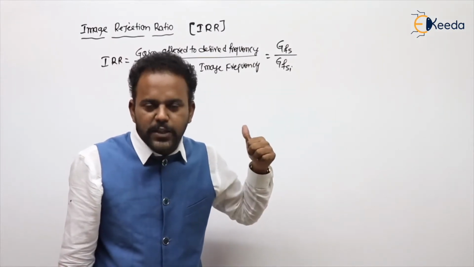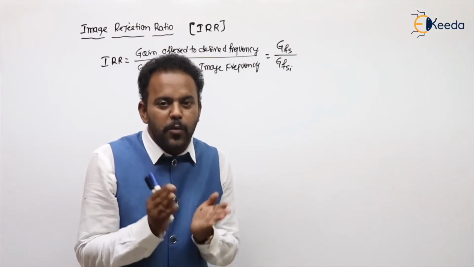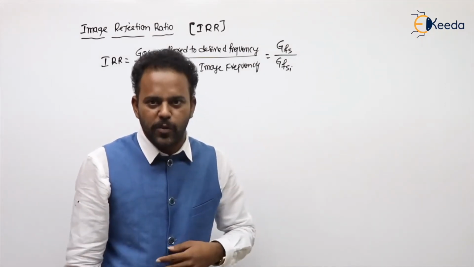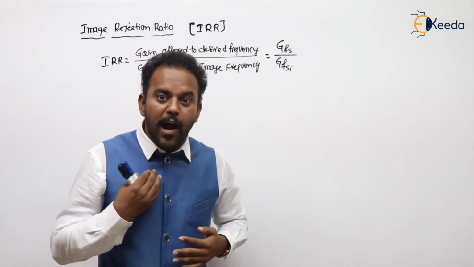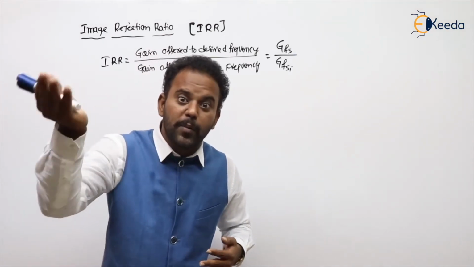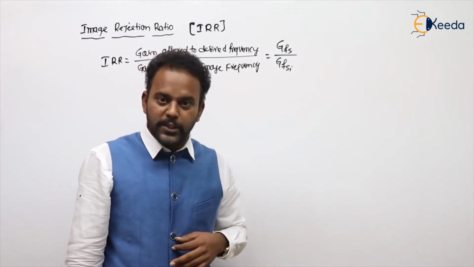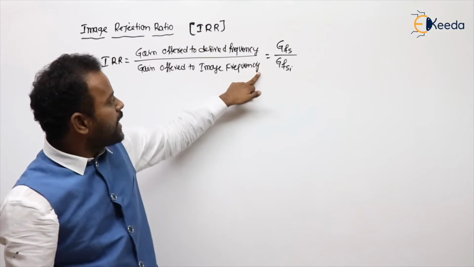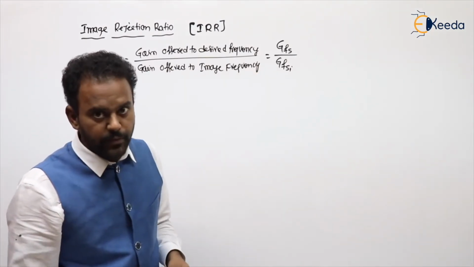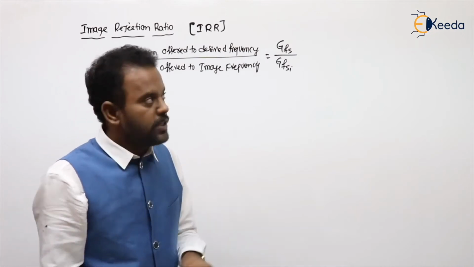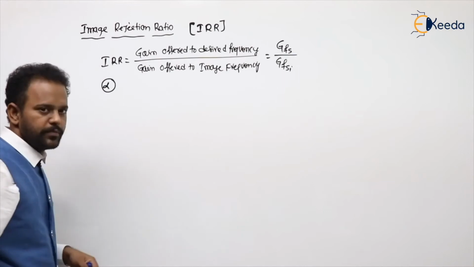IRR is a manufacturer specification. If the IRR value is more, that will be the more preferable one. Of course, cost also more. Why? Because images are suppressed that many number of times, our clarity of the output will be good. So whenever you are purchasing a receiver, see the IRR specifications. Are you getting my point or not? This is also denoted with another letter, alpha.